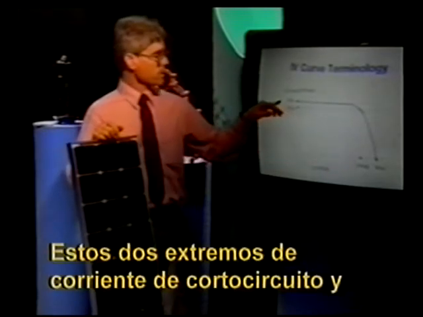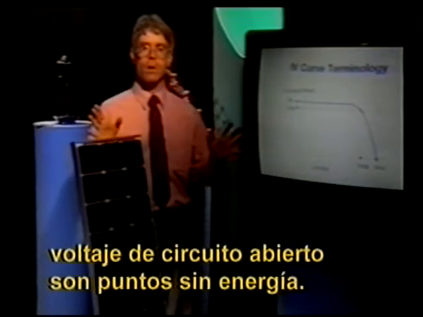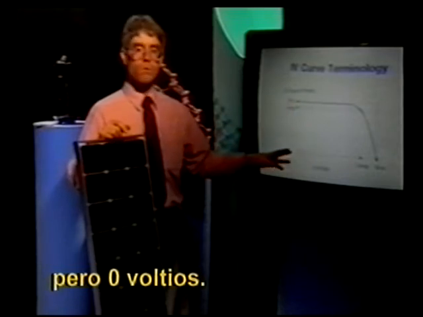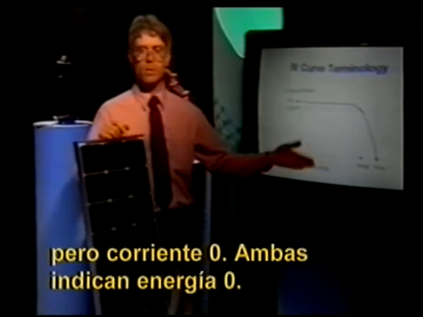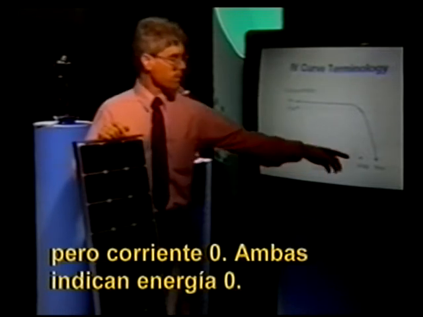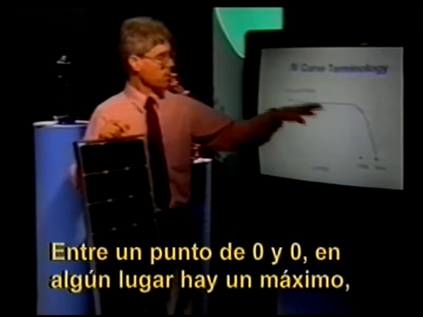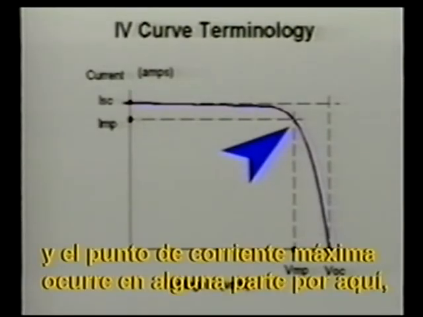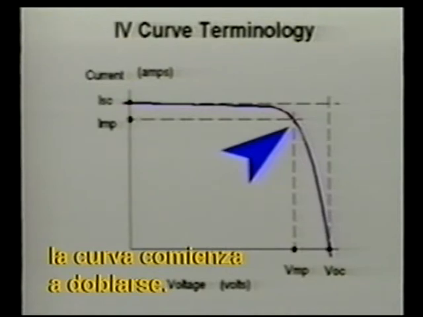These two extremes of short circuit current and open circuit voltage are points of no power. At short circuit current, we have maximum current, but 0 volts. At open circuit voltage, we have maximum voltage, but 0 current. Both of those indicate 0 power. In between a point of 0 and 0, there's some place where there's a maximum. That point occurs somewhere out here on what we call the knee, the point where the curve really starts to bend.